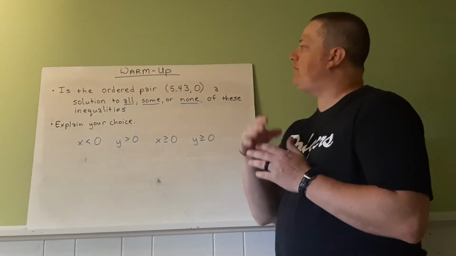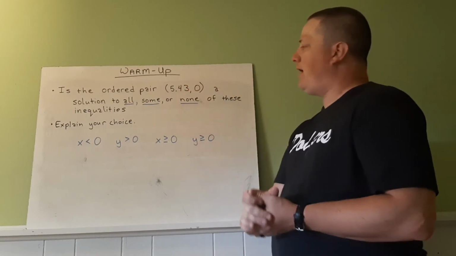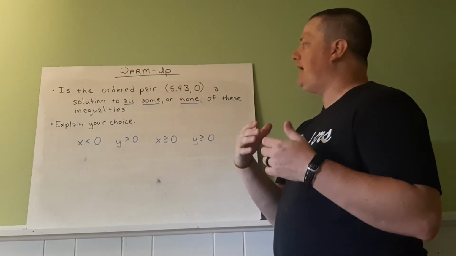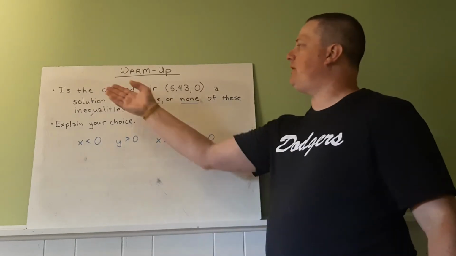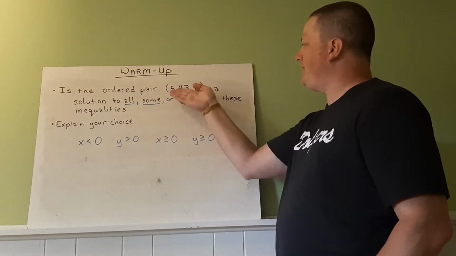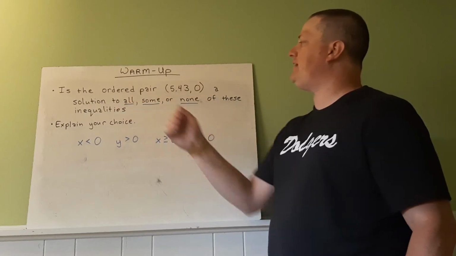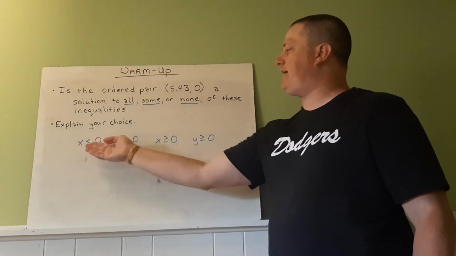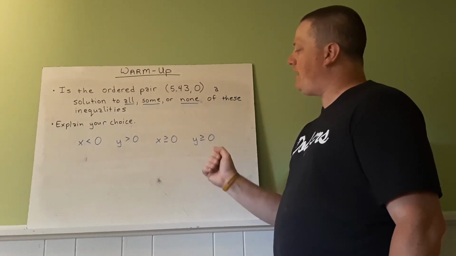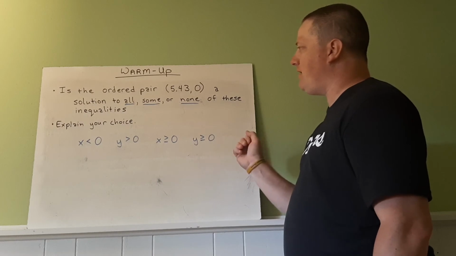All right, so for this warm-up, all you're going to do is you're going to see how many of these problems this ordered pair is a solution for. So is the ordered pair 5.43, comma 0, that point, a solution to all, some, or none of these inequalities? So we have x is less than 0, y is greater than 0, x is greater than or equal to 0, y is greater than or equal to 0.